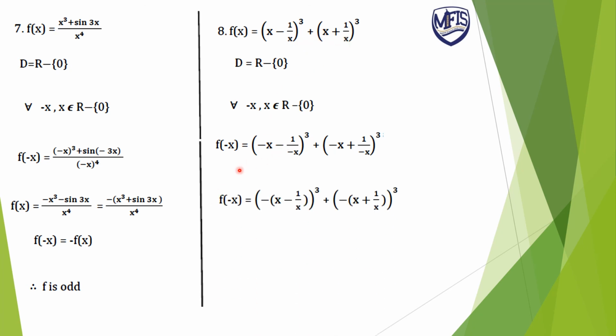As you see, it will be negative common factor. It will be negative x minus 1 over x all power 3 minus x plus 1 over x all power 3. We take the negative from here and the negative from here as common factor, which gives us negative f of x. Therefore f of negative x equals negative f of x. Therefore f of x is an odd function.